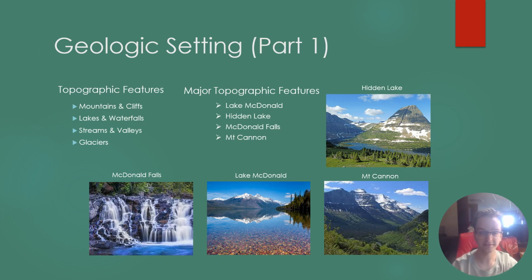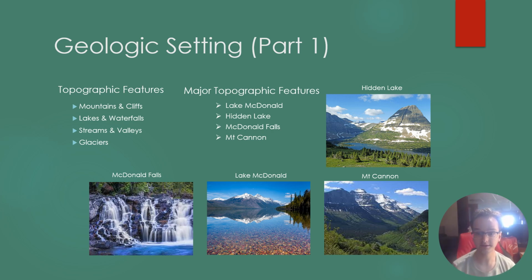Now, on this slide, I will be talking about the topographic features as well as some of the major features that are located within Glacier National Park. So, in Glacier National Park, you're going to see mountains, cliffs, lakes, waterfalls. There's also a lot of streams and valleys, but the most important topographic feature is going to be glaciers, hence the name Glacier National Park.